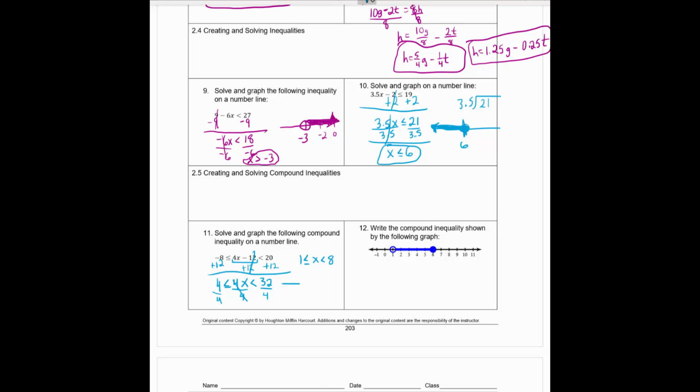And so then I'm going to draw my number line, and I'm going to put a 1 and an 8. At 1, I need a filled in circle. And at 8, I need an open circle. And I'm going to shade in between them.